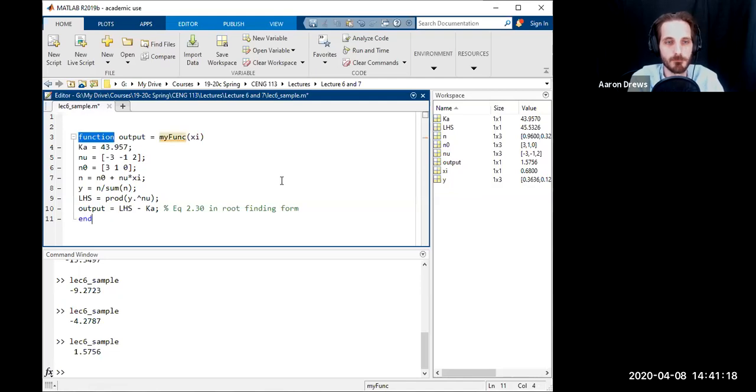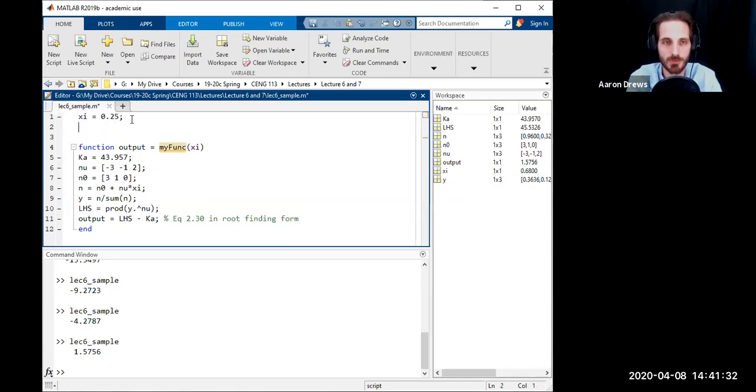Right? So we do exactly the same thing, right? Within the local function, the input is the extent of reaction, but we don't know what it is, right? We're letting fsolve do all of the guessing. Where do we want fsolve to start its guessing? We could start off with 0.25. And now instead of me typing in more and more numbers and figuring out when is the output actually equal to 0, that's what fsolve does, right?